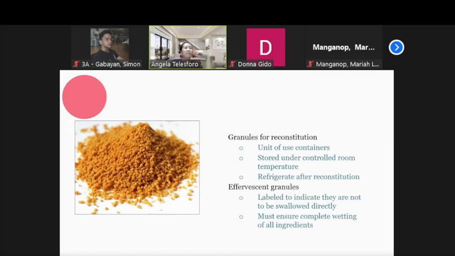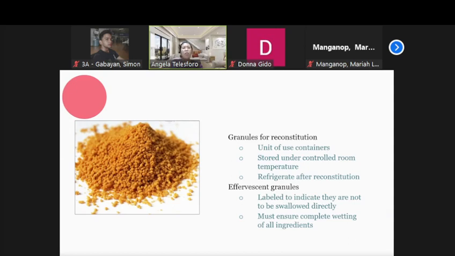Others say, "I'll just do it at home." They are stored under controlled room temperature after they are mixed. That is why we place them in an area away from heat. And if we want to lengthen the lifespan, we place them in the refrigerator, at the bottom, so it lasts 10 or 14 days. Outside, if it is just in the room, as long as it is not hot, it will only last for 7 days. Okay? Then, refrigerate after reconstitution.